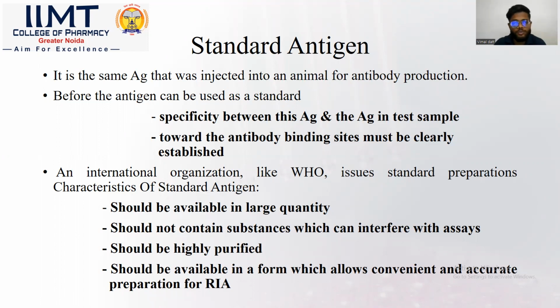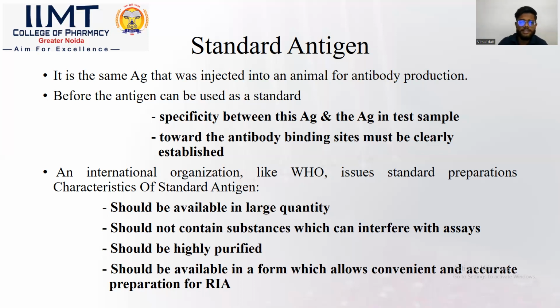Then before the antigen can be used as a standard, the specificity between this antigen and the antigen in the test sample with the antibody binding sites must be clearly established, and an international organization like WHO issues a standard preparation. Characteristics of a standard antigen: it should be available in large quantity, it should not contain substances which can interfere with the assay, it should be highly purified, and it should be available in a form which allows convenient and accurate preparation for RIA. So these are some characteristics we have to follow before choosing an antigen.